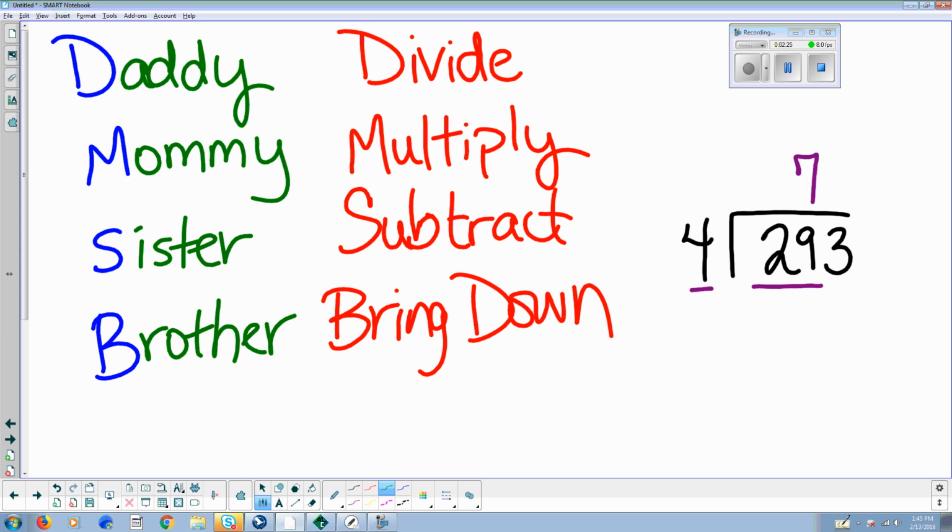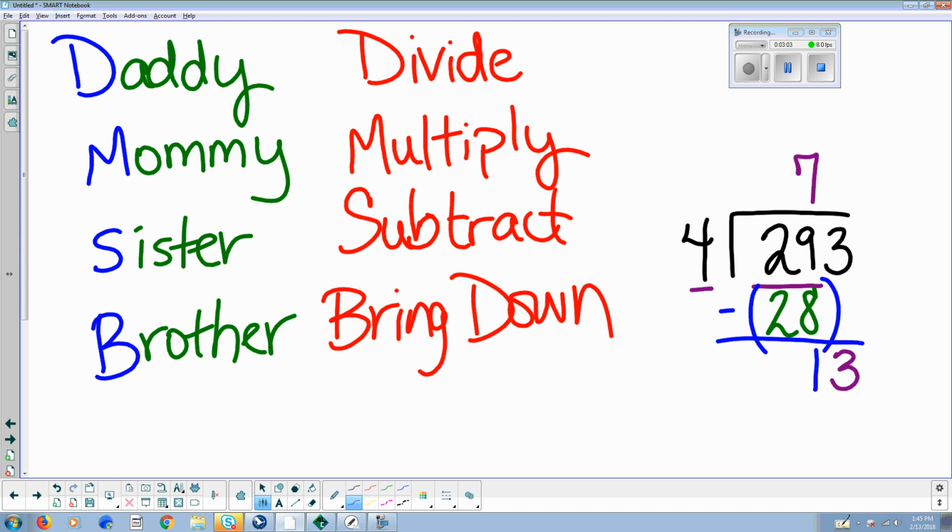Then, second step is mommy, or multiply. So I'm going to take my 7 and multiply by the divisor 4. 7 times 4, my answer comes down beneath. I get 28. Third step is sister. Sister really means to subtract. So I'm going to subtract 28 from the number above it, 29. 29 minus 28 is 1. Fourth step in my algorithm is brother, or bring down. So I'm going to bring down 1 digit. So bring down the 3. And now we begin again.